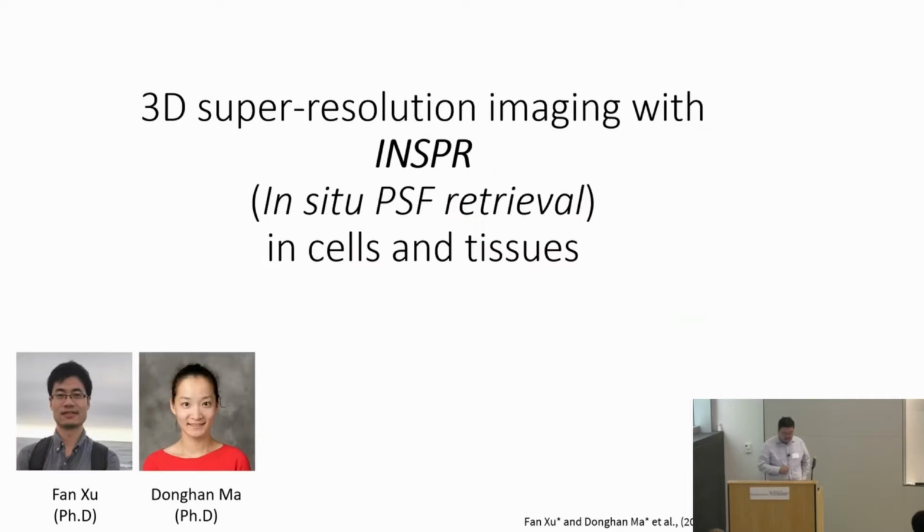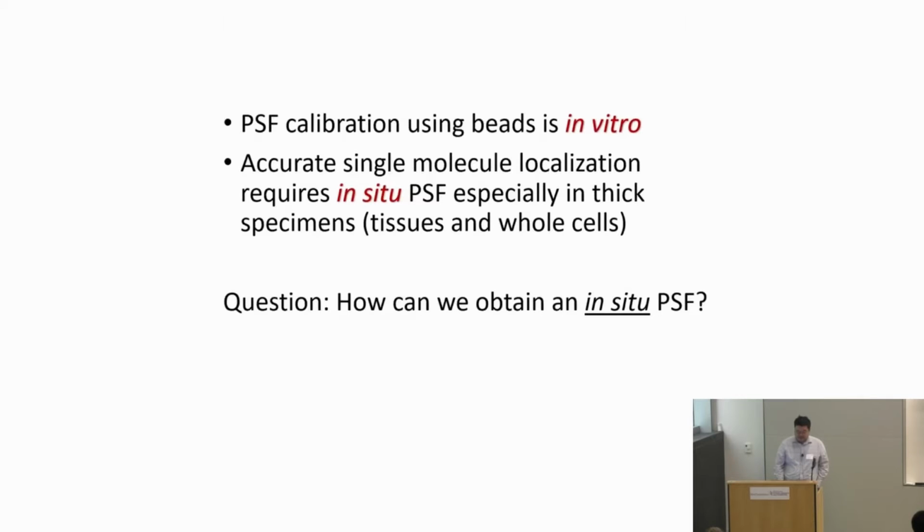This is a method developed by Donghan and Fan, two wonderful postdocs in the lab, who have since moved on and have their own labs. They developed this method called in situ PSF retrieval. The question is, the PSF calibration using beads is actually inaccurate in vitro, but really the in situ point-spread function is what you need for accurate single molecule localization microscopy inside thicker tissues, specimens or whole cells. So the question is, how do we obtain an in situ point-spread function?